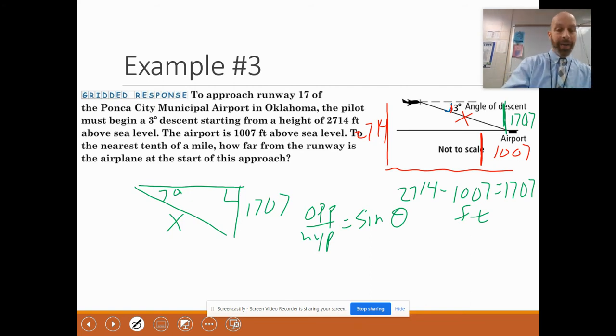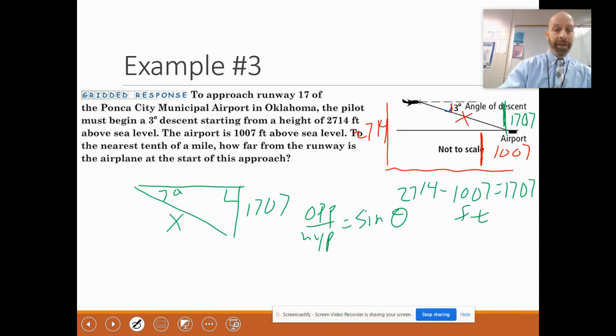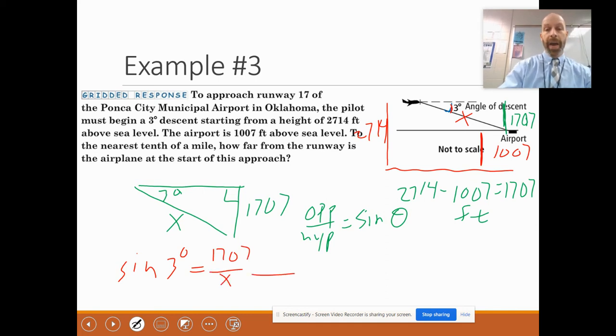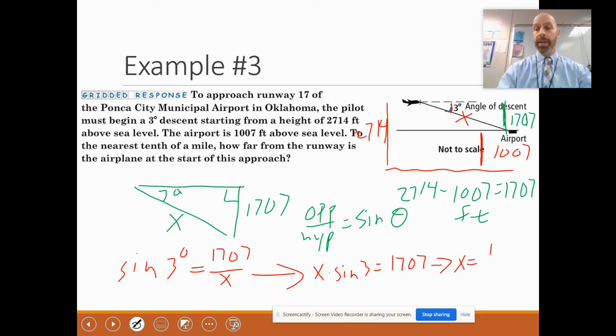So that's sine. In other words, to do this problem, we're going to say that the sine of 3 degrees is equal to 1707 over x. If we multiply both sides by x, we get x times the sine of 3 equals 1707. Then we divide by the sine of 3 on the other side. So x is equal to 1707 divided by the sine of 3.